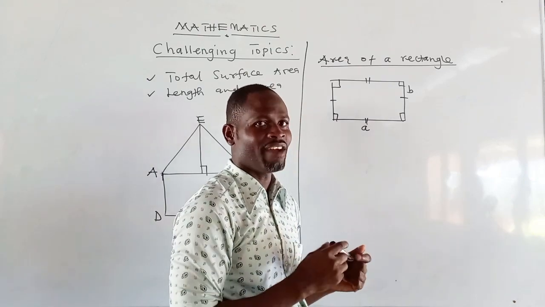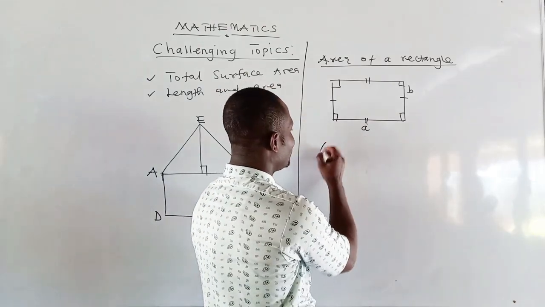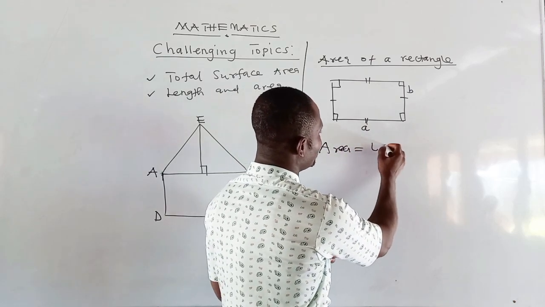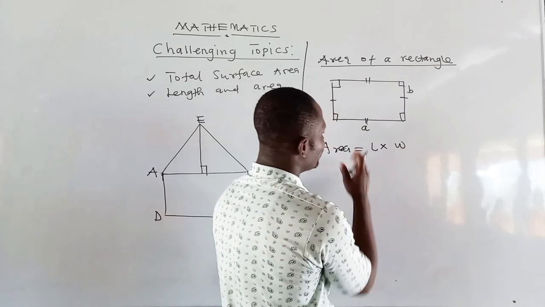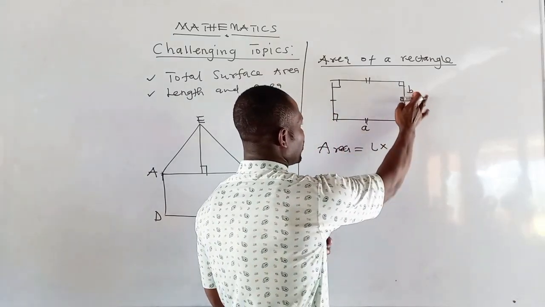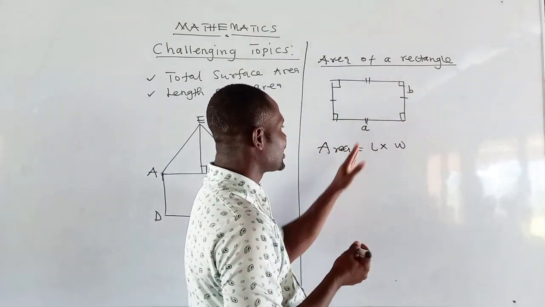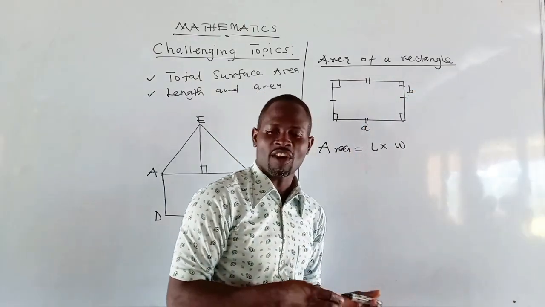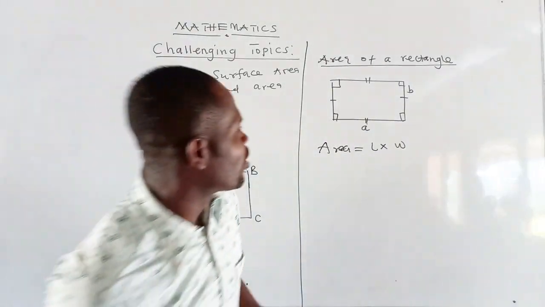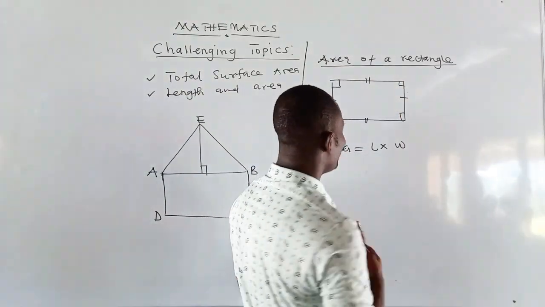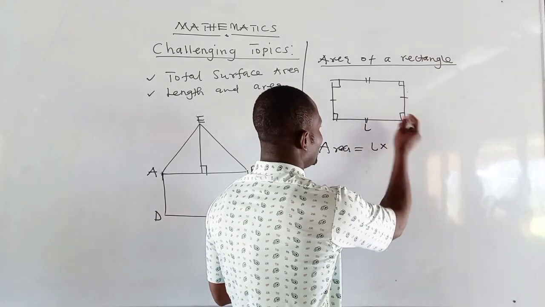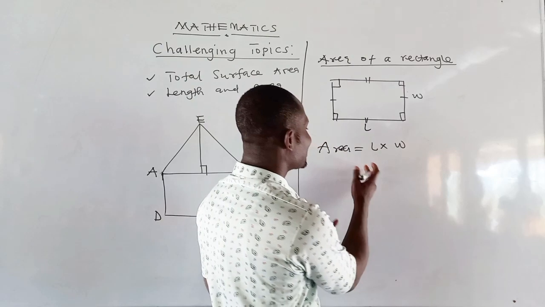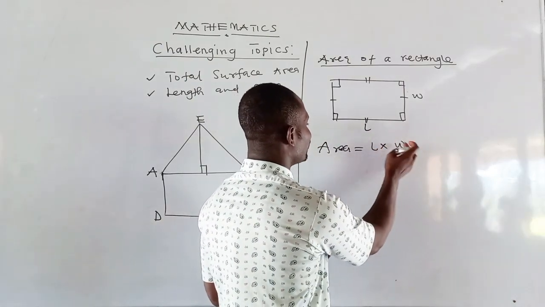Now how do we find the area? We say the area of a rectangle is equal to the length times the width. So this is our length, and this is our length. The A is the length and the B is the width or the breadth. So from here you can replace the A with the length and the B with the width. So the area of a rectangle is length times width.